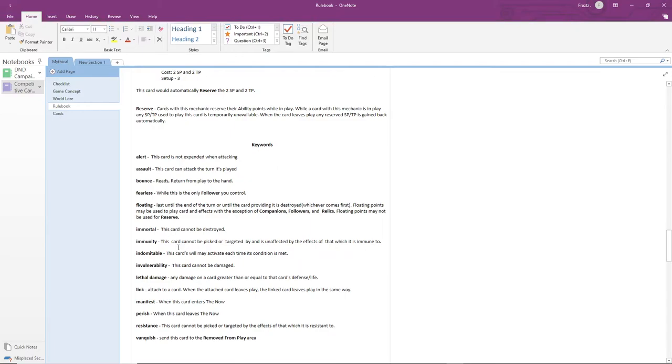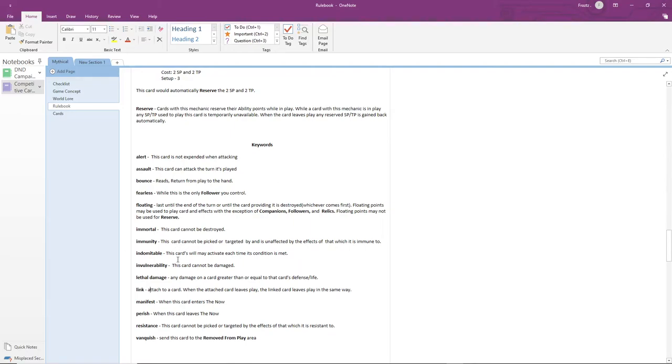So immunity can be to a class, or maybe even to a card type. Say you're immune to relics, so relics cannot affect you or pick or target you. So this is a pretty powerful ability, and it may not be seen that often.